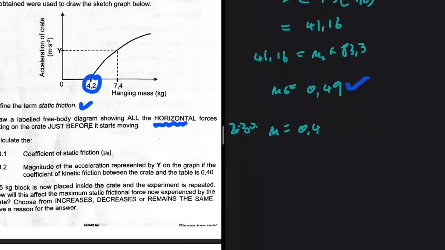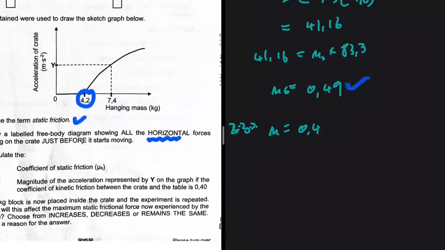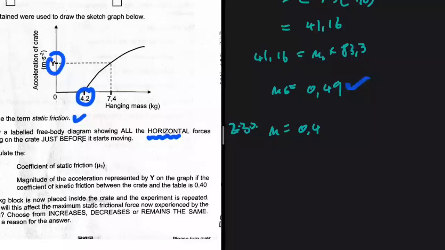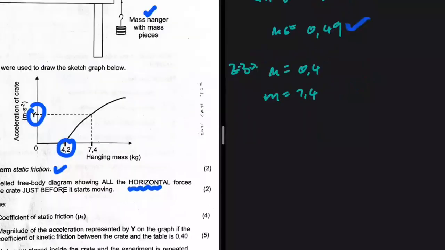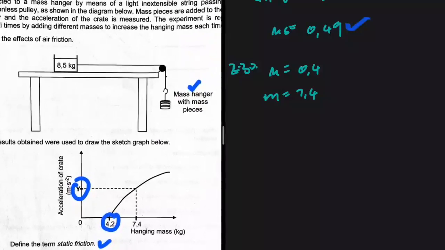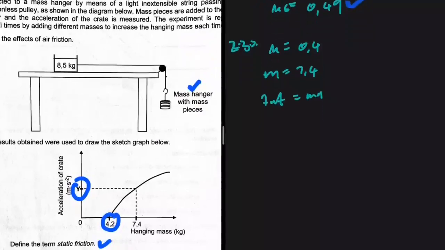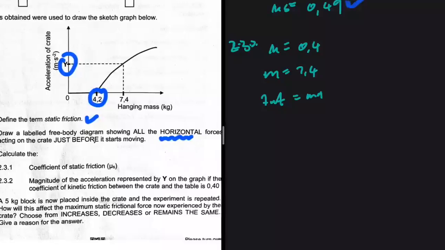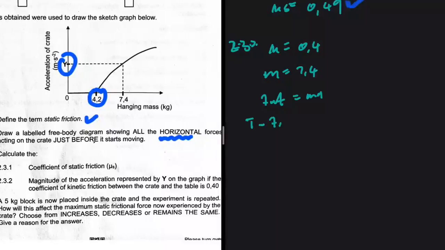So there we go. We have the coefficient of kinetic friction, and then what else do we have? We are looking for the acceleration at y. So we do have the hanging mass, which is equal to 7.4. Let's concentrate on the crate. If we concentrate on the crate, F net is equal to ma. We know that full well. And then the force that is pulling the crate is the tension minus the frictional force that opposes, and this is equal to ma.